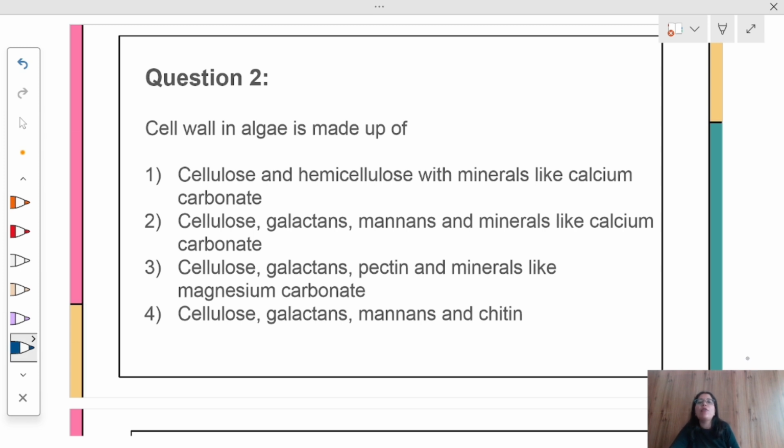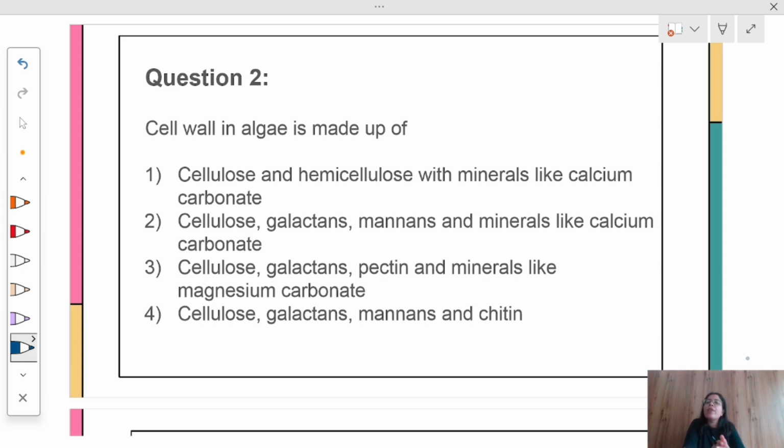So algae cell wall: when you study the plant kingdom chapter, you will see that they have mentioned different types of cell wall in different groups of algae. Chlorophyceae is different, Phaeophyceae is different, Rhodophyceae is different, as compared to the composition of their cell wall.